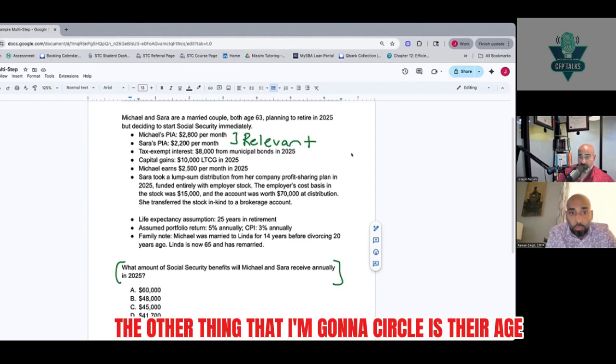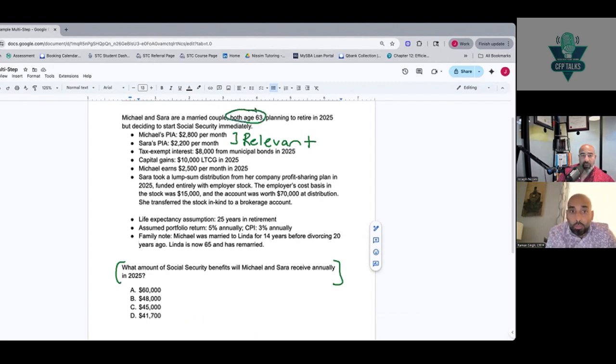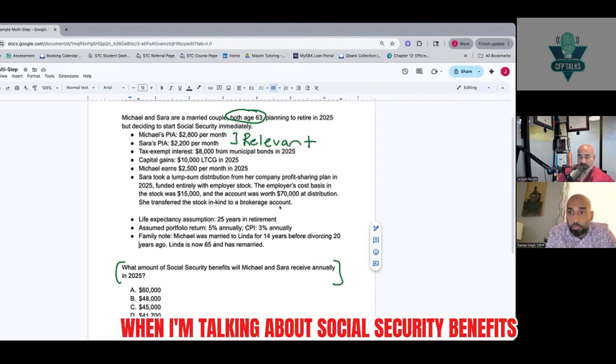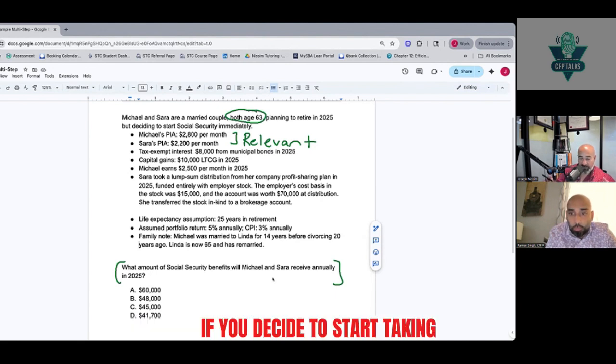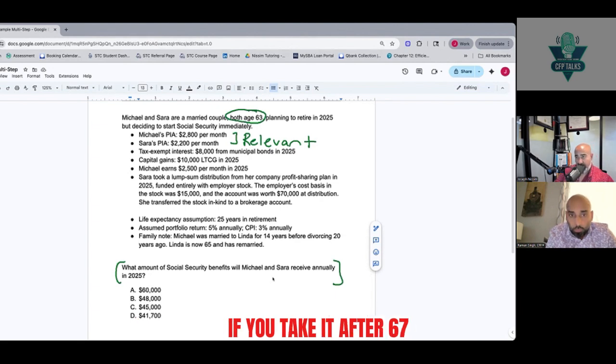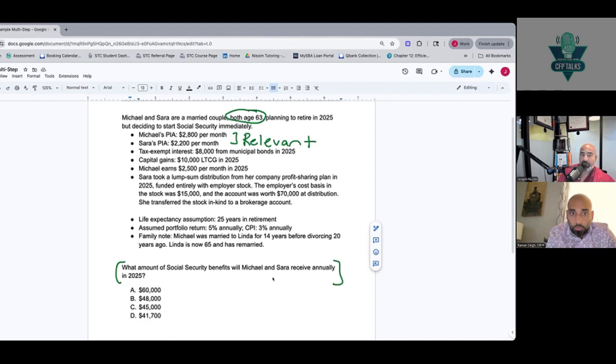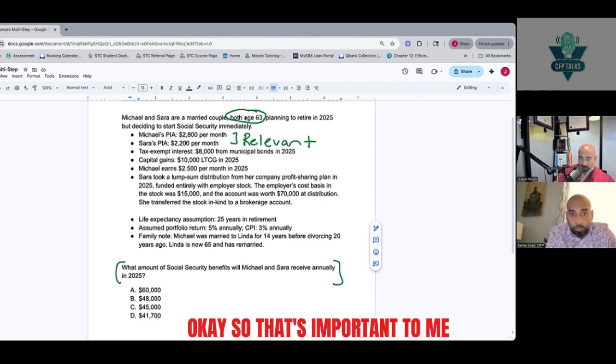The other thing that I'm going to circle is their age. Yeah, that's a good one. Their age, because when I'm talking about Social Security benefits, if you decide to start taking your Social Security benefits at 67, you're going to get the full amount. If you take it after 67, you get an increase, and before 67, a decrease. So that's important to me.